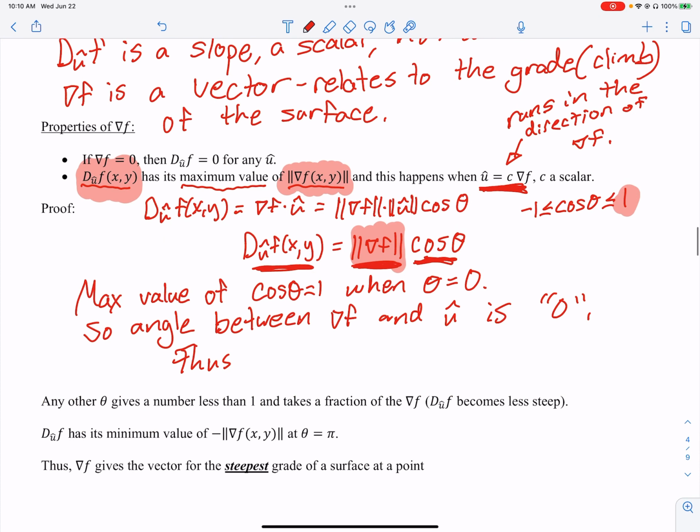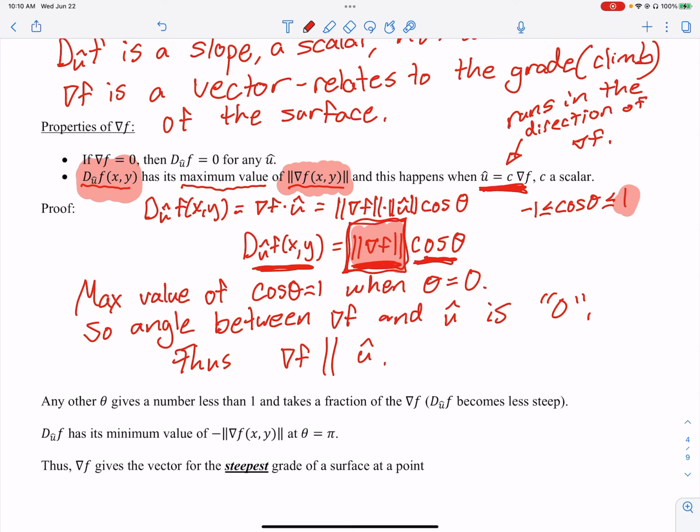Thus, the derivative here would be parallel, or those two would be parallel. Del F would be parallel with the unit vector. What that means is that since that cosine would be a 1, it would give me all of this magnitude, right? The magnitude here, this is what I'm talking about. It would give me all of that if cosine is 1.